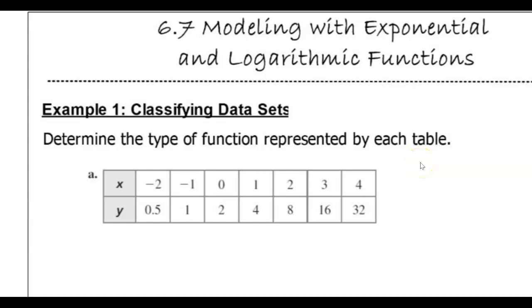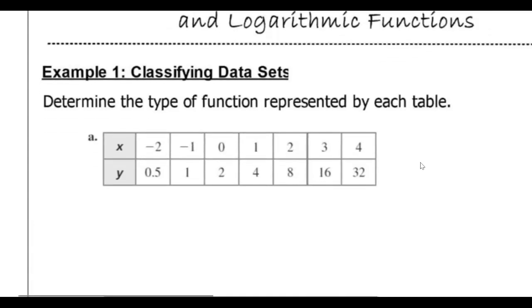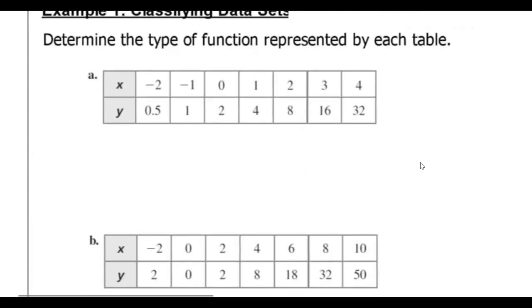These are the 6.7 notes for Algebra 2. So it starts with classifying data sets. It says determine the type of function represented by each table.